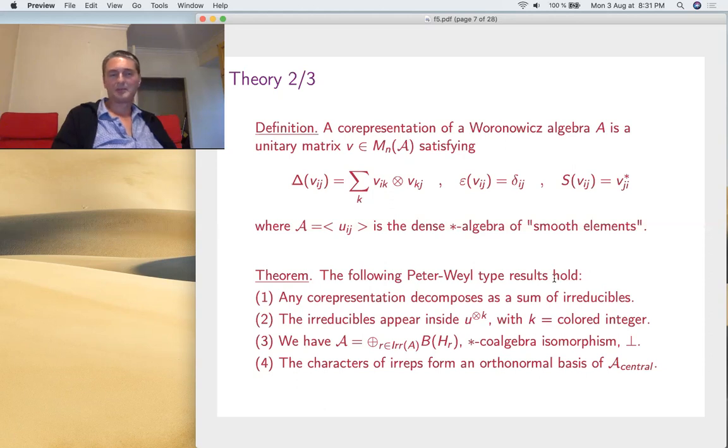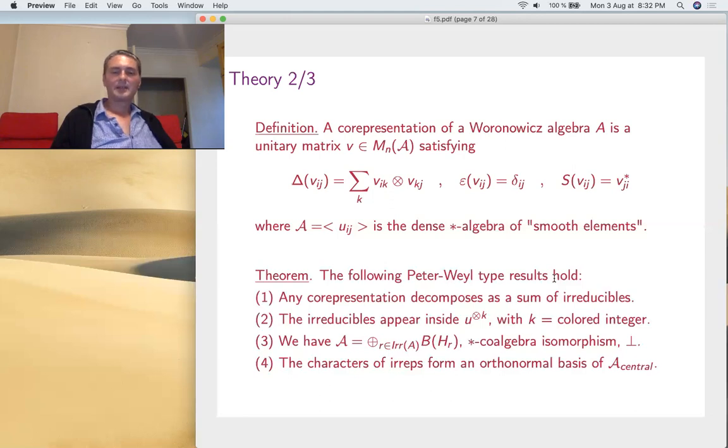Peter-Weyl theory is something big with many statements, but these are the four main statements. Any co-representation decomposes as a sum of irreducibles. That's one thing. Then, if you want to compute these irreducibles, you just have to take the tensor powers of the fundamental one, U. Actually, the tensor powers with k a color integer as usual. So it's actually the tensor products between U and U bar, and you decompose these.